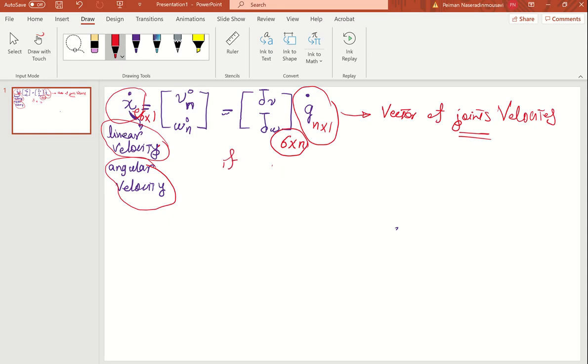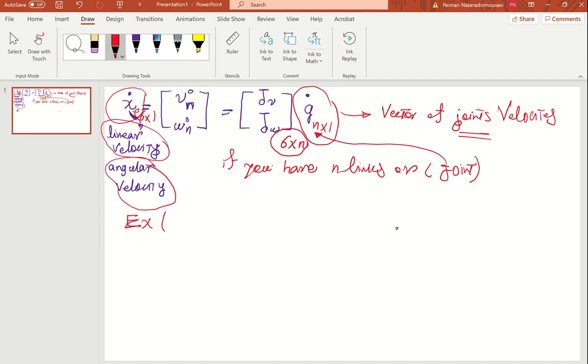So this is a 6 by n Jacobian matrix, and n is the number of joints. I'm going to say joints, and I'll talk about this later. When you have n joints, you have n joint velocities. Joints is the most correct term, not links, because in some special cases one link has 3 degrees of freedom, so you have 3 joints on that link.